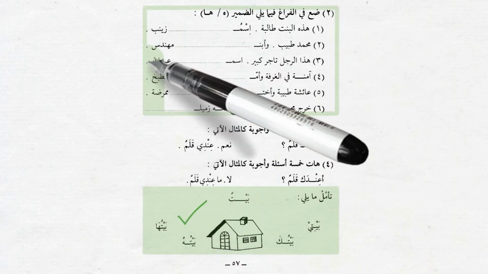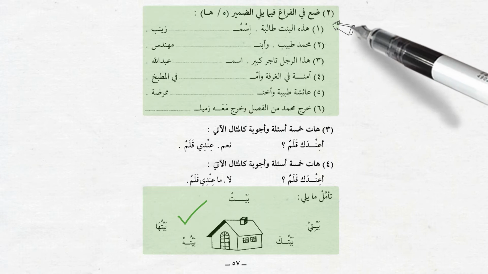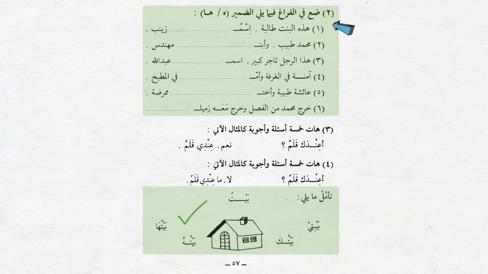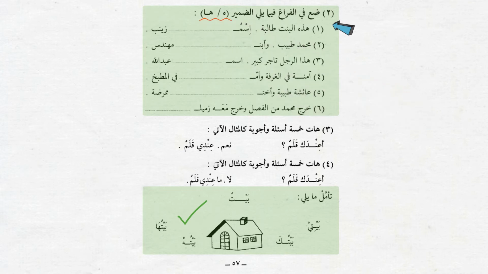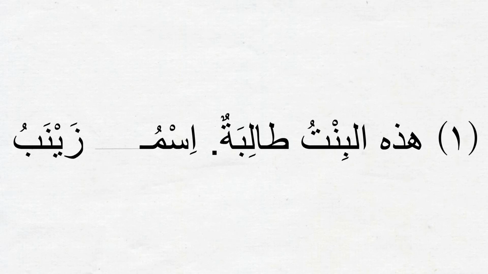Now let's open page 57 of the book and go over exercise 2 at the top of the page. Here we need to either use the ضمير هو or ها depending on which gender we are using them for. Part 1. هذه البنت طالبة. This girl is a student. What do you think we should use in the blank for the next sentence here? Should it be اسمه or اسمها?